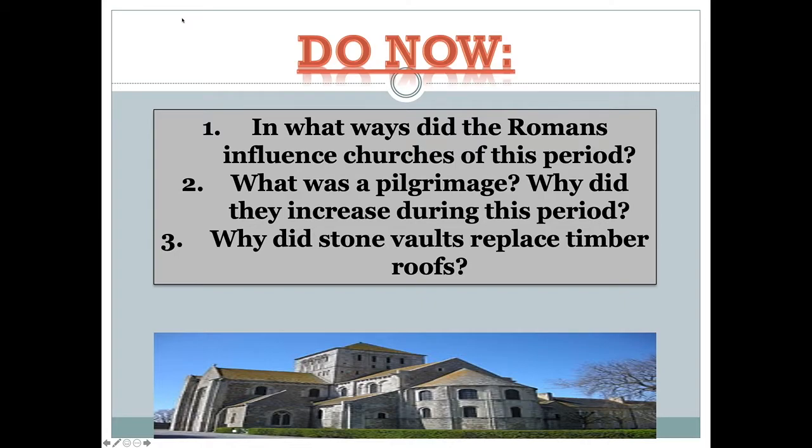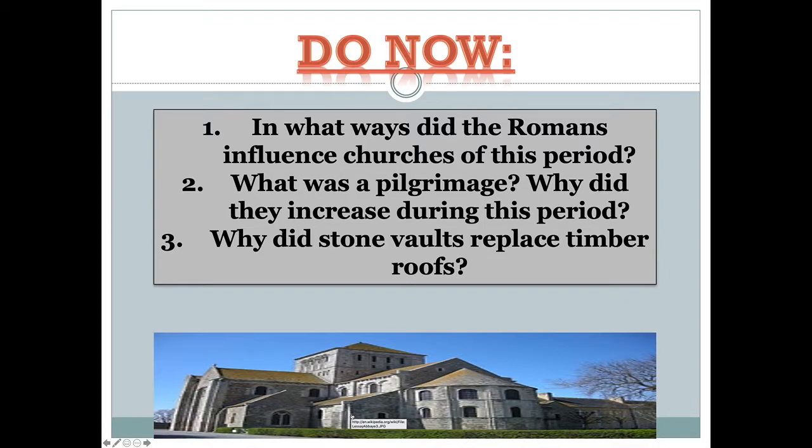In what ways did the Romans influence churches of the early Middle Ages? And number 2, what was a pilgrimage? Why did they increase, you believe, maybe during this period? And 3, why do you believe stone vaults, which are stone ceilings, would replace a timber roof? Why would they replace a timber roof? So hit pause, think about those questions for a few minutes, and then get back to me with the answers.